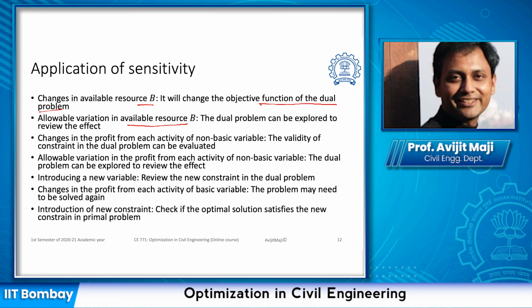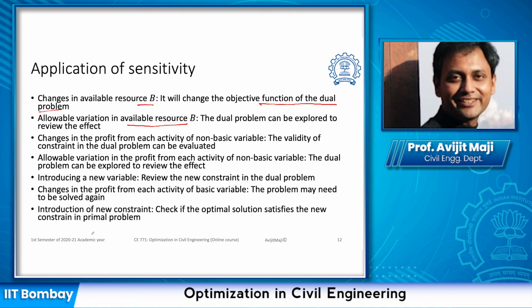We can also look into the changes in the profit from each activity of the basic variable. In this case, we may need to solve the problem again, and that can be quickly investigated in the dual, whether the solution is still valid or not. If the solution is still valid, we may not need to resolve, otherwise we have to solve the problem again.